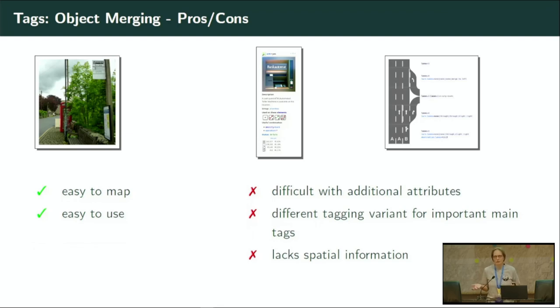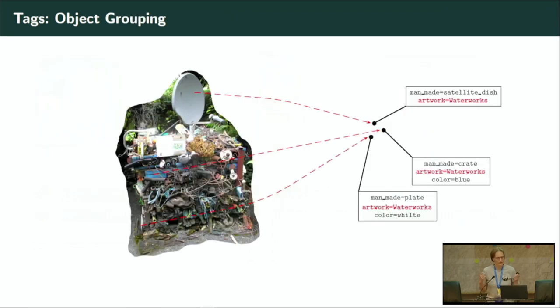And the other problem is, of course, it lacks spatial information. Again, the lanes are a good example for this. If you go from 3 lanes to 4 lanes, you don't really know which lanes are which in the 2 lines you try to put together. So that's the first thing for tags.